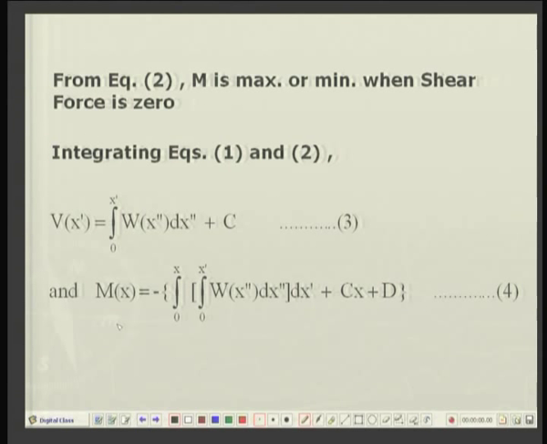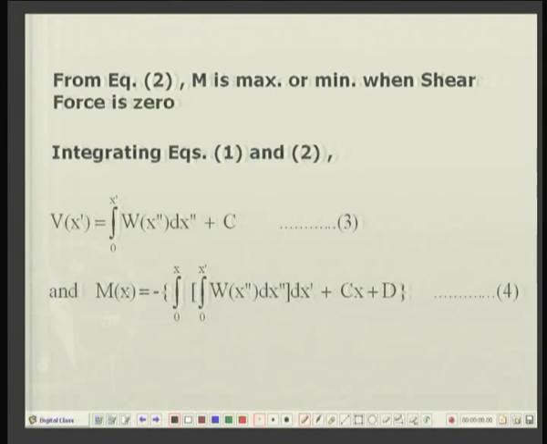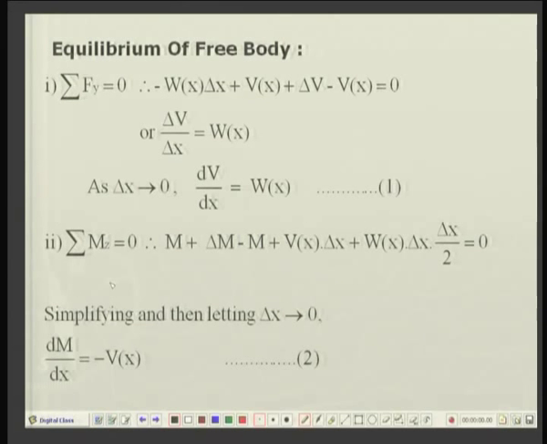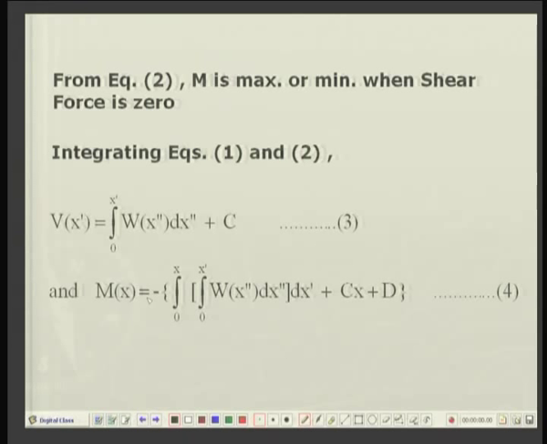We can integrate these 2 equations to get the shear force function and the bending moment function. So, from equation number 1, you can integrate it and you get equation number 3, that is, Vx is obtained by integration of Wx, that is the dV by dx, plus a constant of integration.